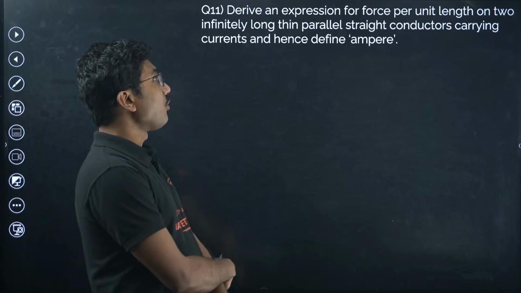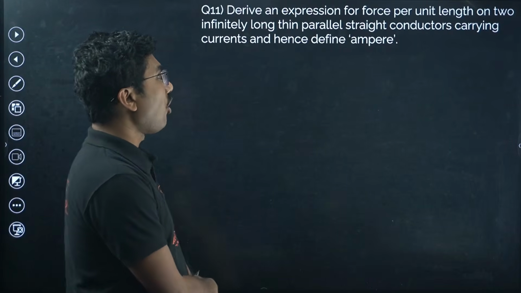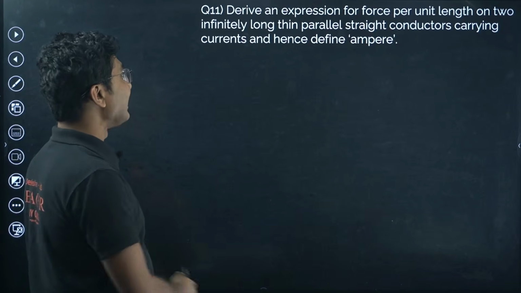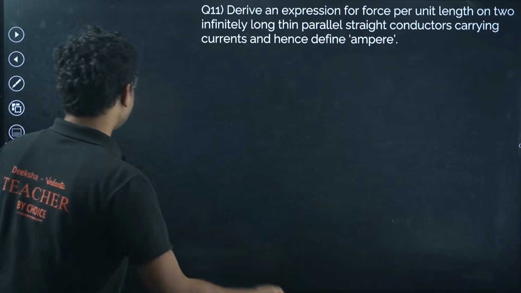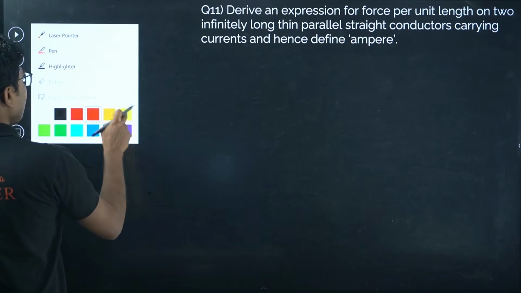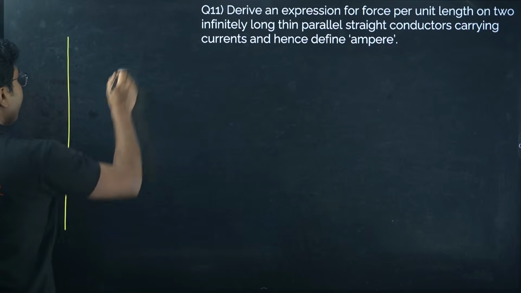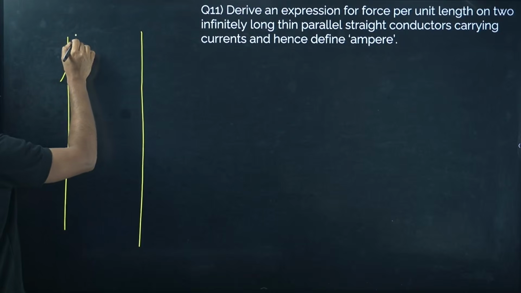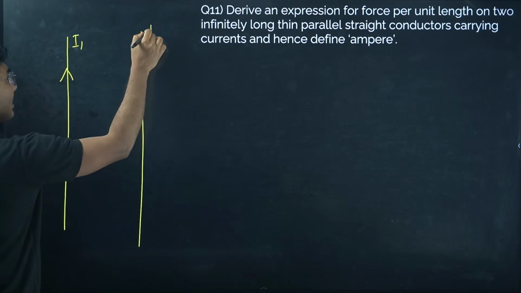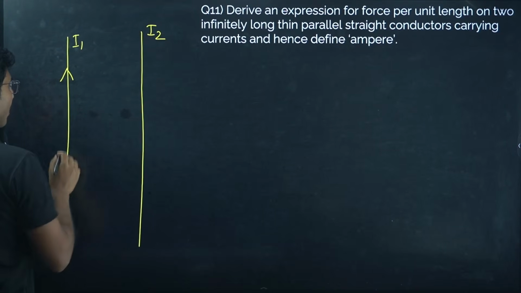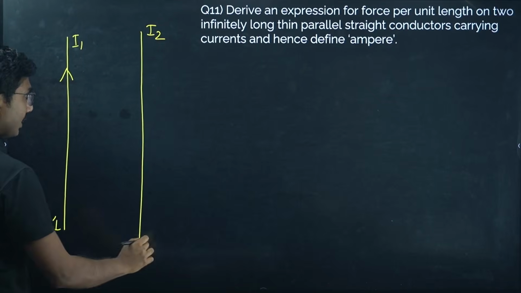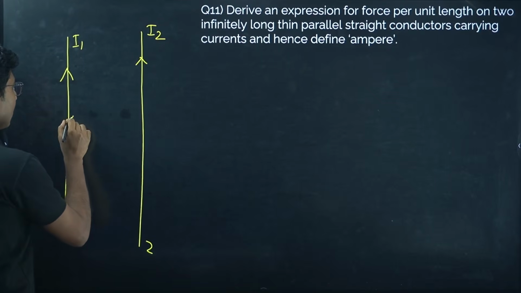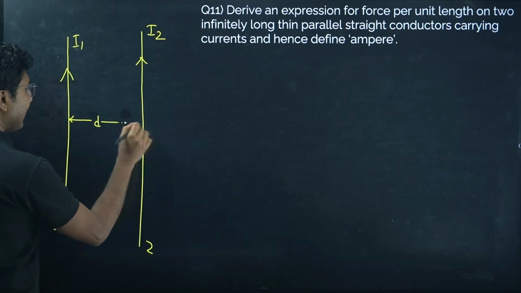Derive an expression for force per unit length on two infinitely long thin parallel straight conductors carrying current, and hence define ampere. Very common question. So let's do it. So here we have two infinitely long wires carrying current. One of them is carrying current I1, another one is carrying current I2. This is wire number 1, this is wire number 2. Both of them are carrying current in the same direction. For now we are assuming the distance between the wires is D.